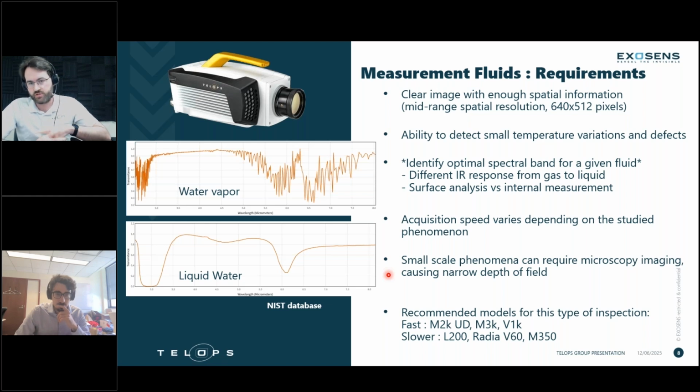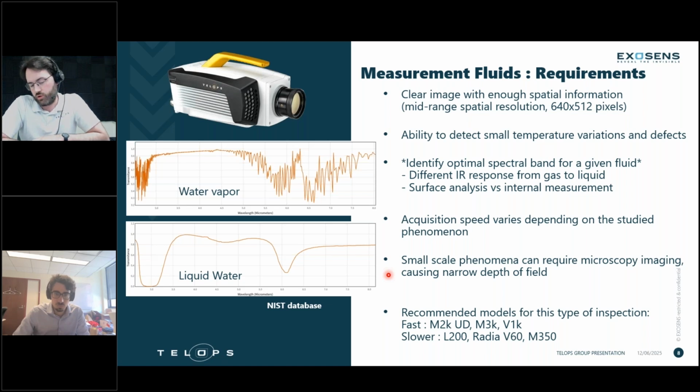Now we're talking about measurements in fluids on fluid surfaces today. I'd like to talk about the requirements that we typically see for these fields. Of course, we want a good spatial resolution. We want that spatial information as much as possible for what's allowed within your process. So a mid-range spatial resolution, 640 by 512, can offer the good in-between of balancing speed and spatial resolution.